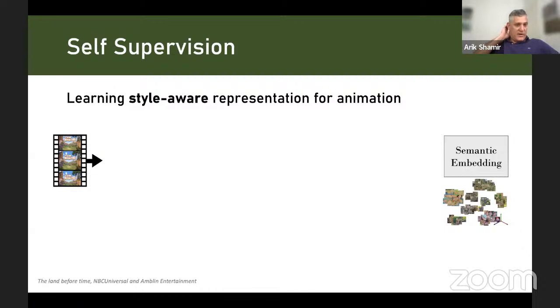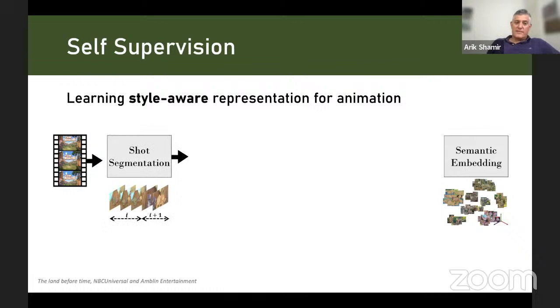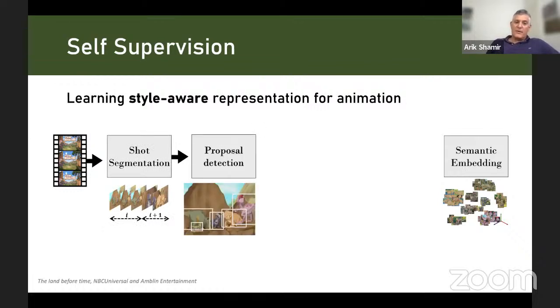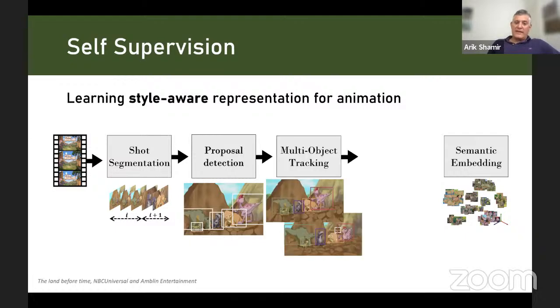In this case, we were trying to learn what we call a style-aware representation for animation. And when we talk about style-aware, we mean a specific, let's say, series or a specific animation style. We start by taking an existing footage of a video and then segmenting it into shots. Then we use some proposal detection algorithm, which is a base proposal detection. I'm going to talk about it in a minute. And then we use tracking on those proposal detections.